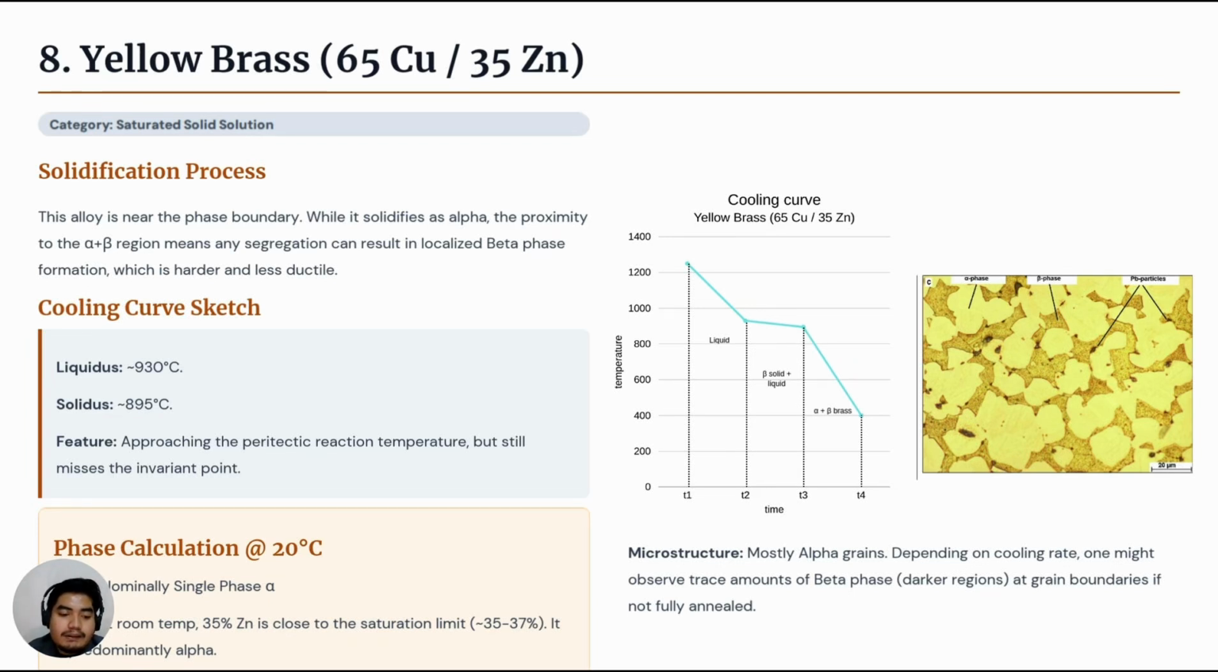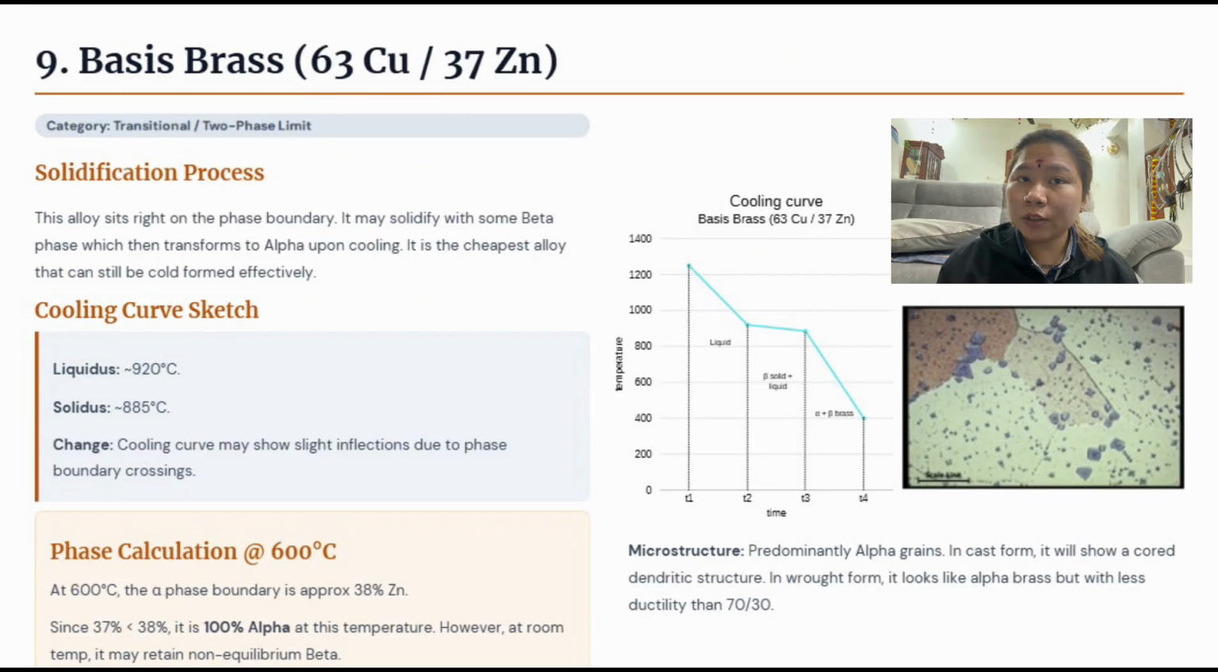The presence of a small amount of beta phase gives increased strength but reduced ductility compared to deep drawing brass. In summary, 35/35 yellow brass lies at the edge of the alpha phase stability, making its final properties highly sensitive to cooling rate and heat treatment.